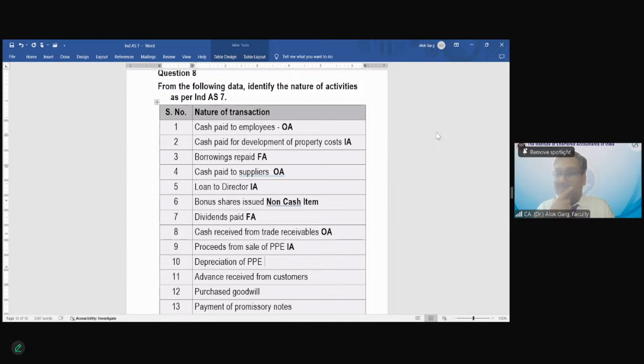Depreciation of PPE. Non-cash item. Operating item. While it is a non-cash item, it will come under operating activity when you do the statement of cash flow through the indirect method. So this depreciation will be adjusted in the profit before tax. Correct? Yes, but it is a non-cash item.